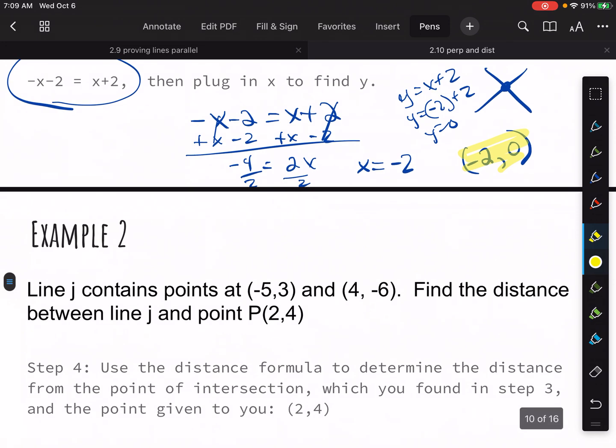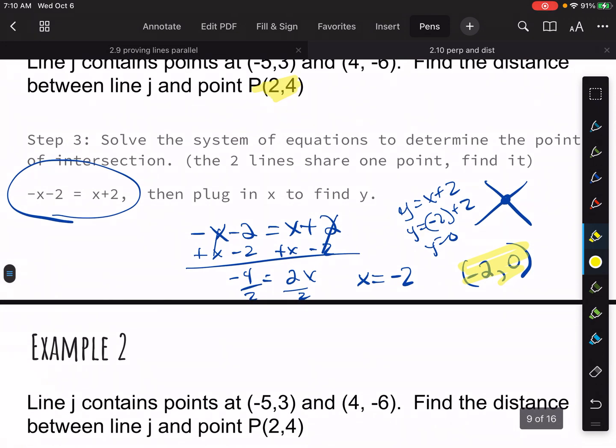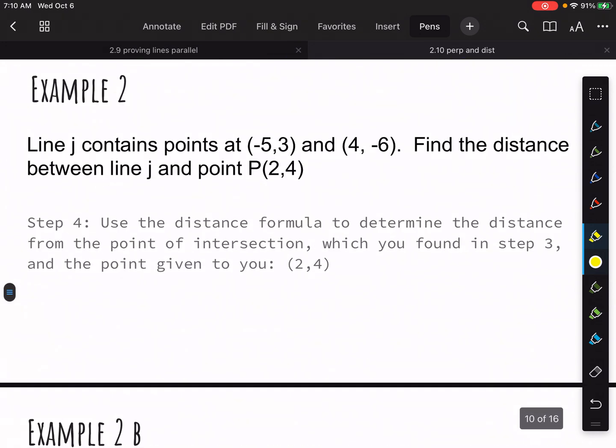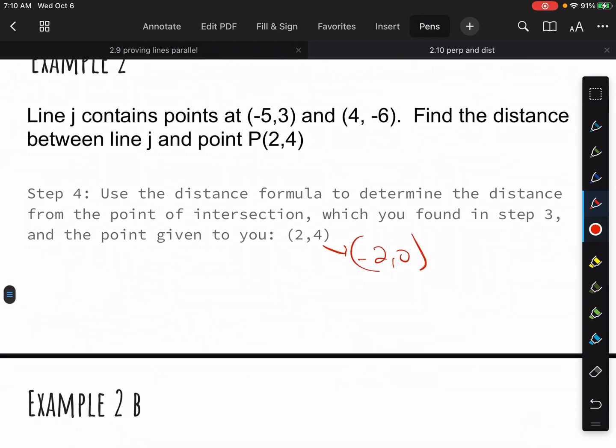So the final step in this problem is going to be to use our distance formula with those 2 points. So we have -2, 0 and 2, 4. We're going to use our distance formula that we reviewed. The distance formula is equal to the square root of x2 minus x1 squared plus y2 minus y1 squared. So here's x1, x2, y1, y2 to make it easy. All right, let's go ahead and plug in.